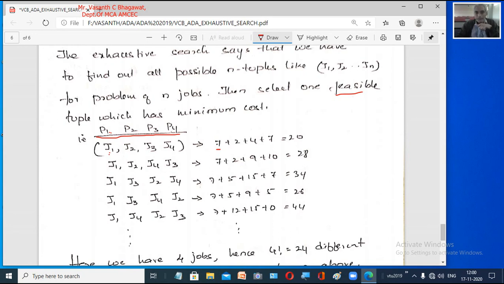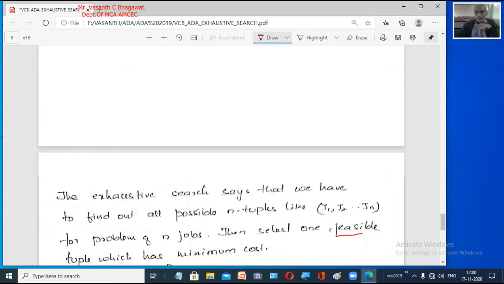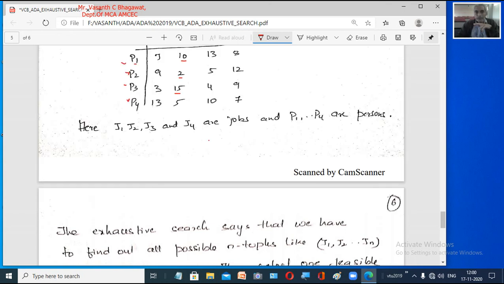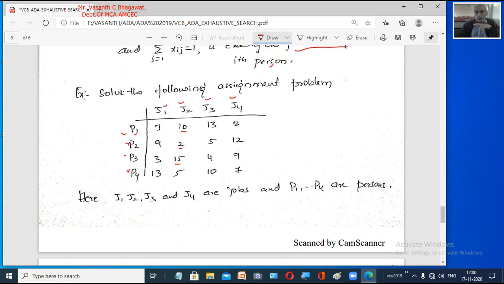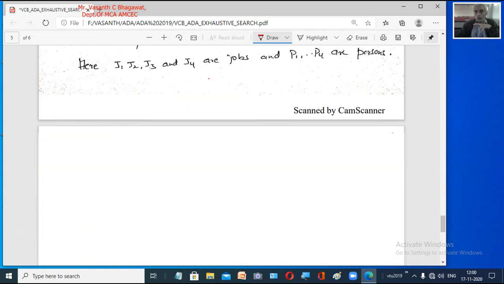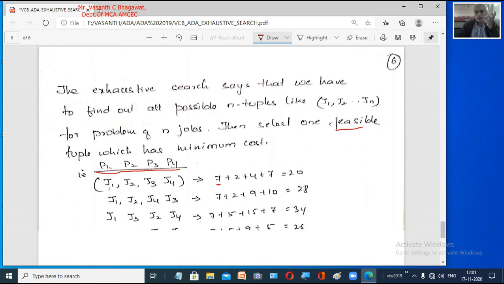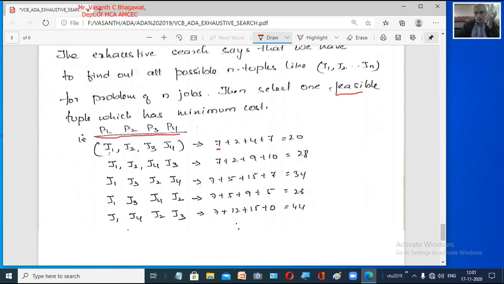Similarly, second job you assign to P2. If the second job is assigned to P2, how much is the time? Now if you look into this matrix, the second job you are assigning to the second person. So what is this value? 2. So you are going to get 2. So plus 7 plus 2. You want to find the minimum, right? So that's the minimum cost. So 7 plus 2. Similarly, when you assign the third job to the third person, from the table you can find the total cost is 4 units of time.